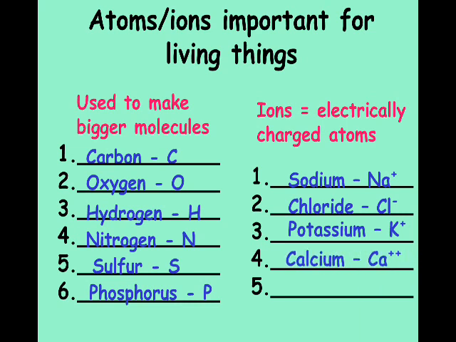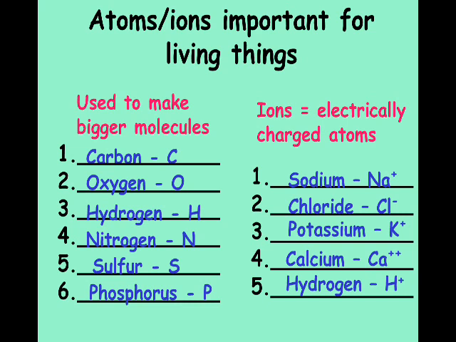Another important ion for living things is calcium. Notice calcium has a +2, 2 pluses next to it. It loses 2 electrons. Calcium is very important for making your bones strong, your teeth strong. We find calcium in foods like milk. And calcium is also really important for making your muscles work.